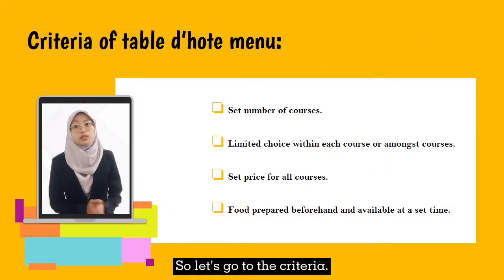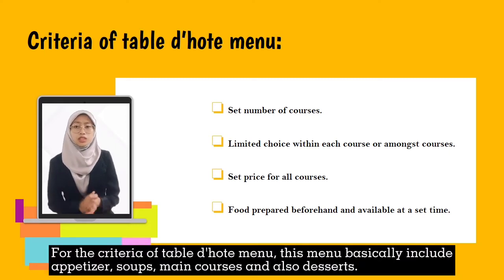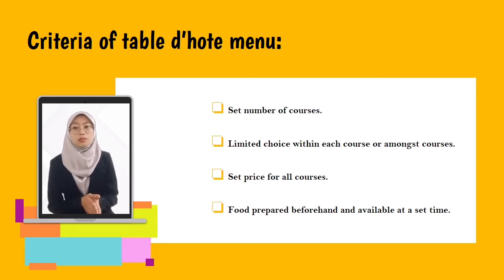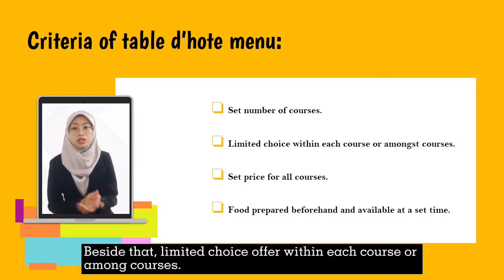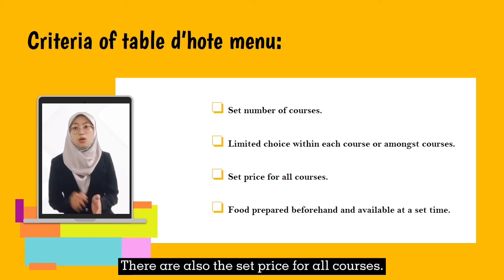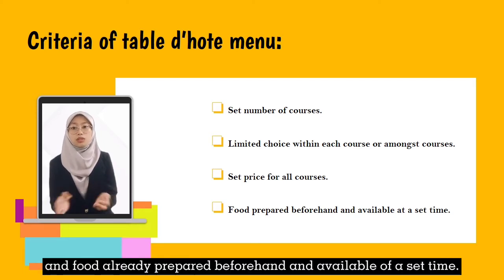So let's go to the criteria. For the criteria of table d'hôte menu, this menu basically includes appetizers, soups, main course, and also desserts. It has a set number of courses. Besides that, limited choice is offered within each course or among courses. There is also a set price for all courses, and food is already prepared beforehand and available at a set time.